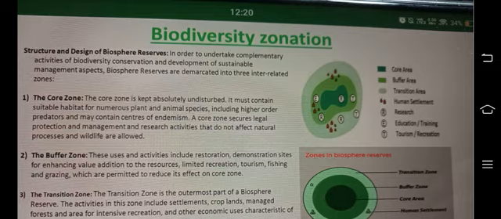These are the parts and also some things happening inside these areas. So first is the core zone. The core zone is kept absolutely undisturbed.